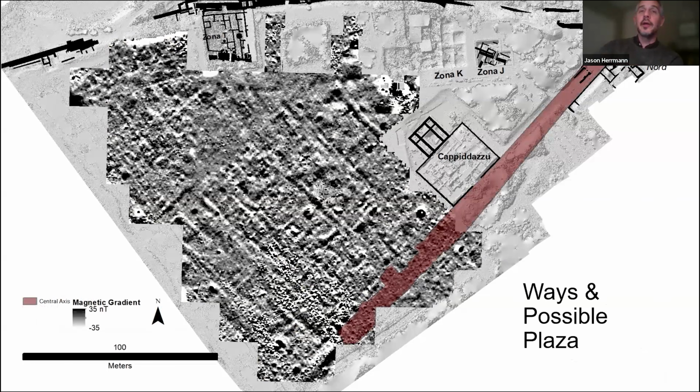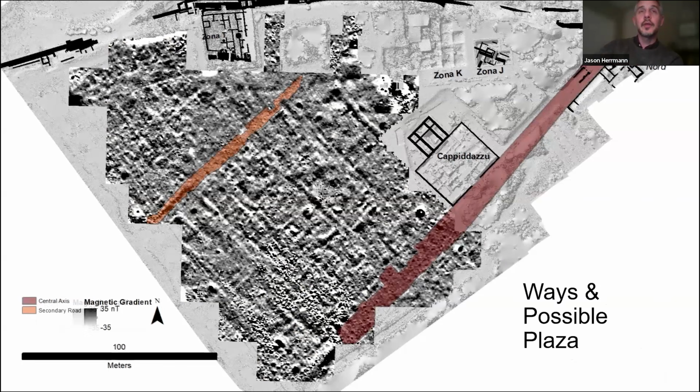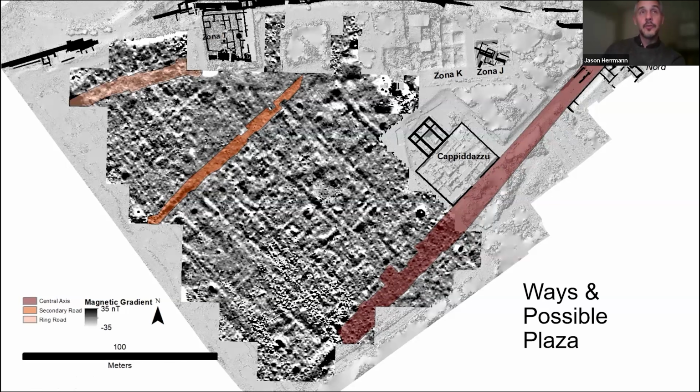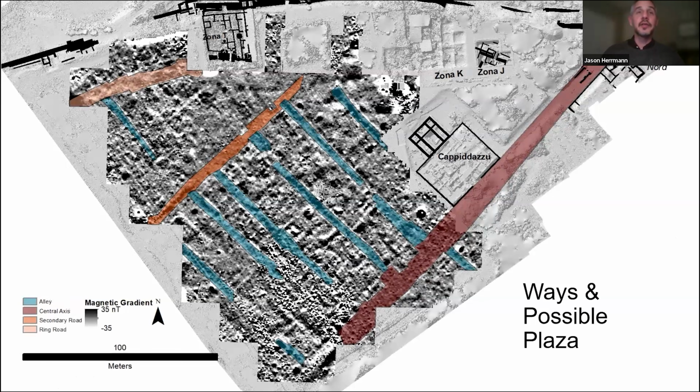We can also see the course of the central axis road. We can see a secondary road defining the north end of these segmented buildings. The central axis road defines the south end of the Kapadatsu complex. And we can see the ring road in the magnetometry too, which bounds the south part of the industrial area and mirrors the course of the fortification walls on the outside. Between these segmented buildings, we have strong magnetic anomalies that indicate the presence of alleyways that divided them.